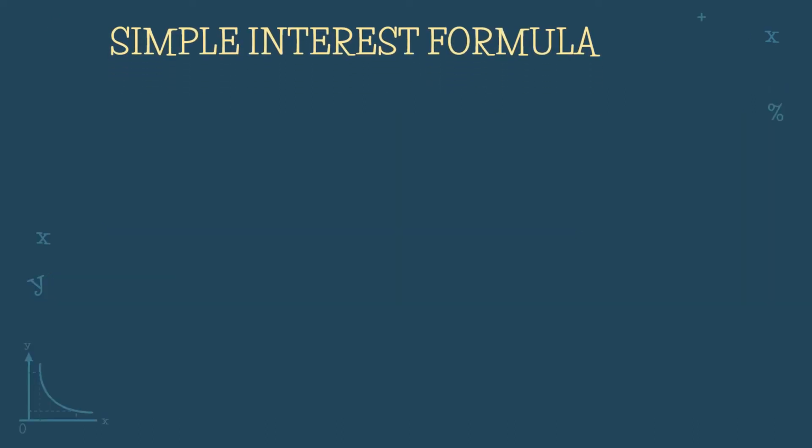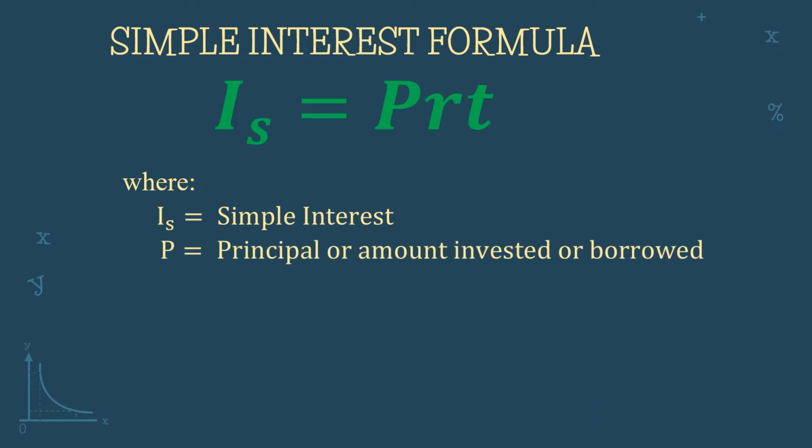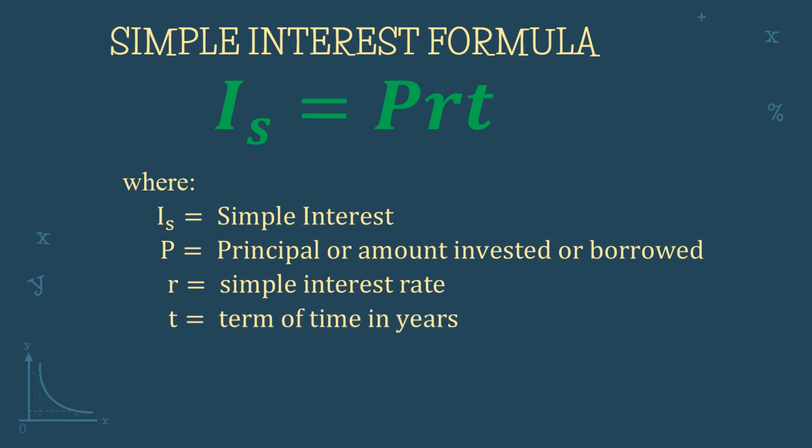So, simple interest formula. We have I sub s is equal to PRT, where I sub s is the simple interest, P is the principal or amount invested or borrowed, r is the simple interest rate, usually expressed in percent, then t is the term of time in years.